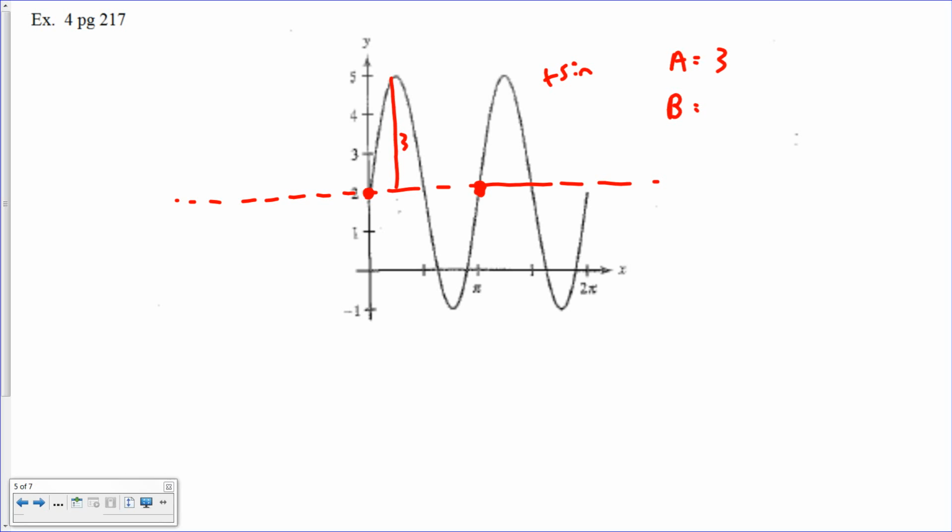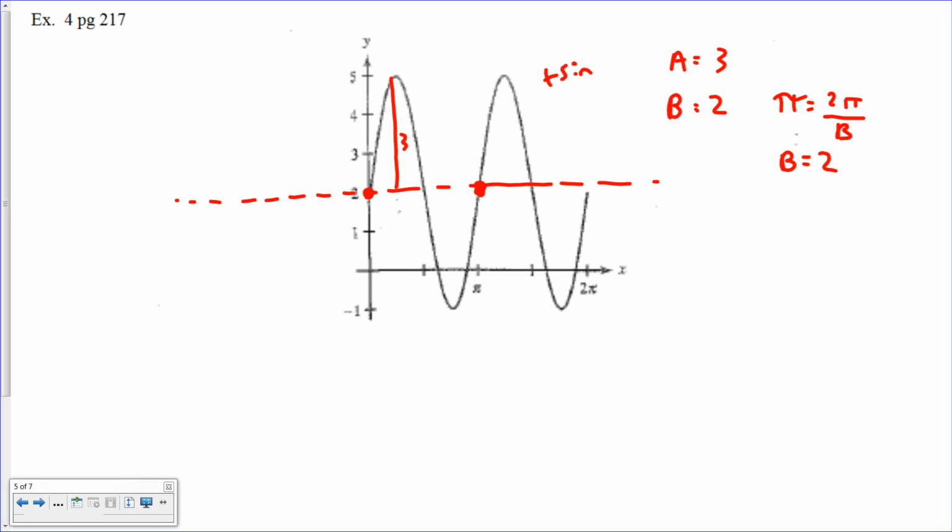That's your A. Your B you have to determine from the period. Well, if it's pi, I know I just did this. Pi is equal to 2 pi divided by B. Your B is going to be equal to 2 again. So I have my A, I have my B.